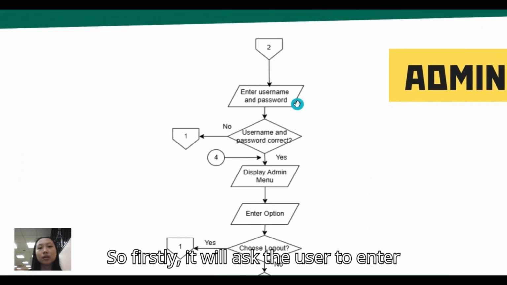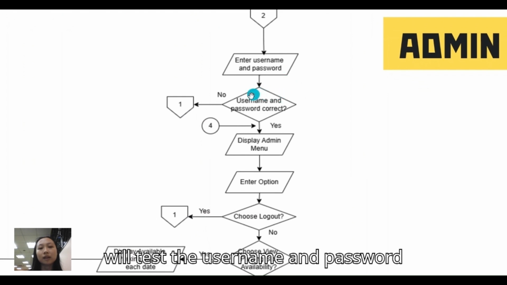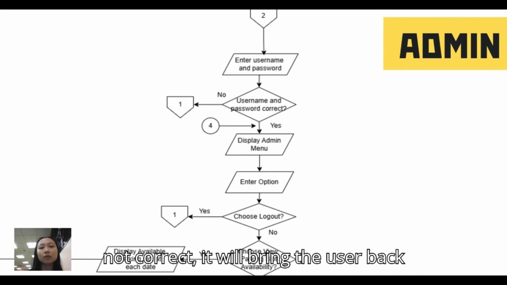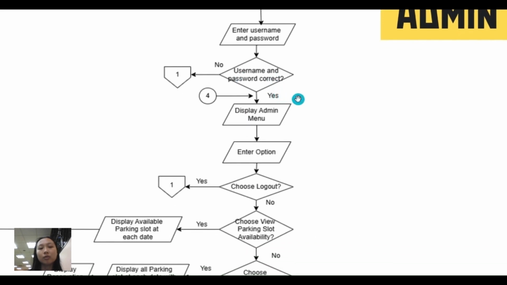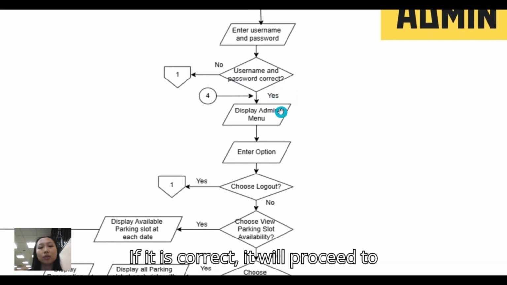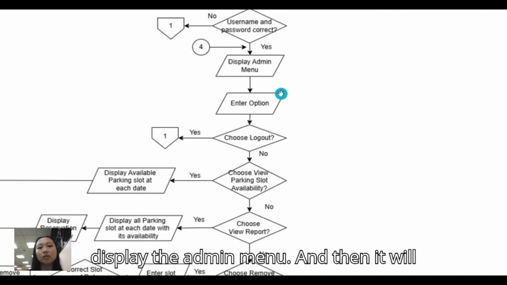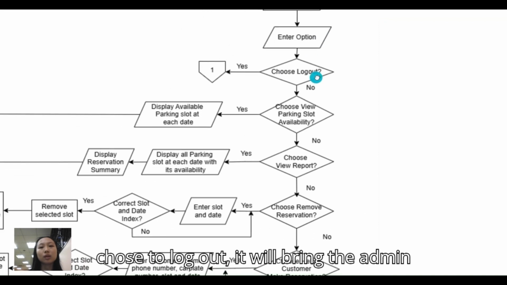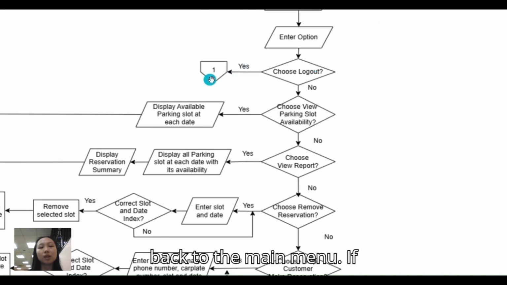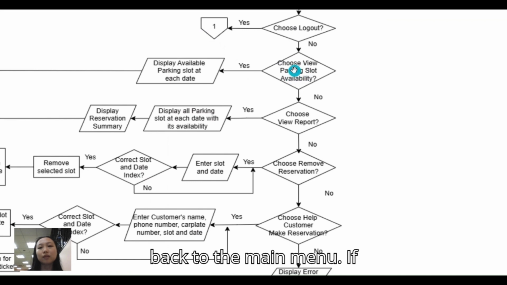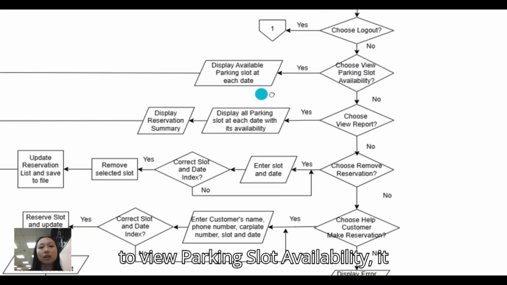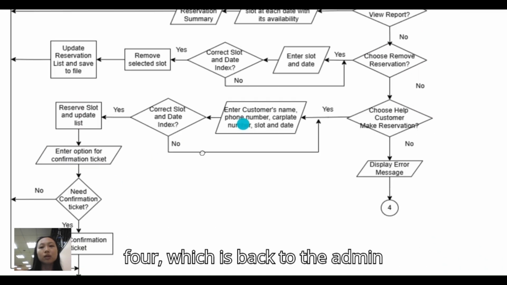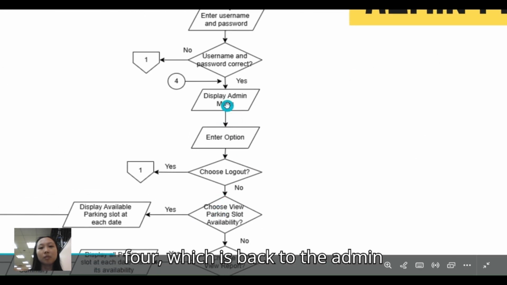Firstly, it will ask the user to enter the username and password, and then it will test whether the username and password are correct or not. If it is not correct, it will bring the user back to the main menu. If it is correct, it will proceed to display the admin menu and then prompt the user to choose which function to use. If the admin chooses to log out, it will bring the admin back to the main menu. If the admin chooses to view parking slot availability, it will display the available parking slots at each desk, and then it will move to the on-page connector, which goes back to the admin menu dashboard.